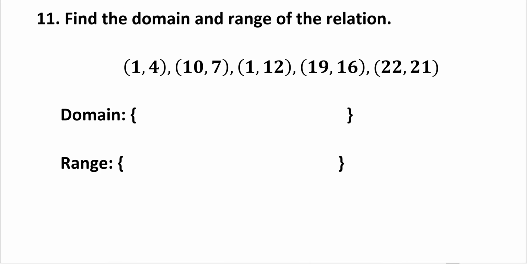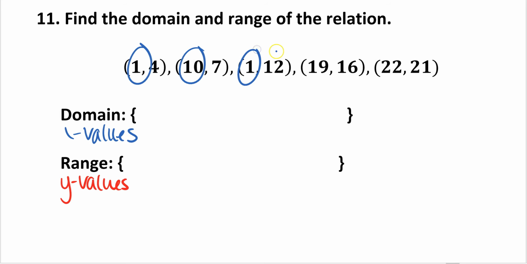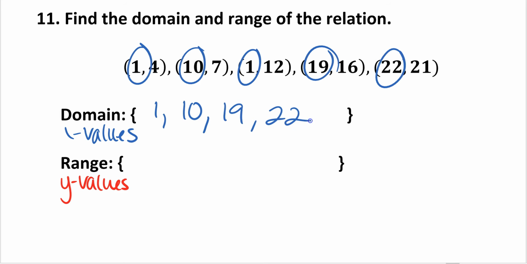Next, we're going to find the domain and range of the relation. So the domain of a relation refers to the x values in the set, and the range of the relation refers to the y values in the set. So the x values, you've got 1, 10, 1 again, 19, and 22. So all you need to do is list the values, and you don't need to repeat any. So we'll list them in ascending order. So we'll put 1 first, next we'll do 10. We already have 1 in our set, so then the next one will be 19, and then 22.